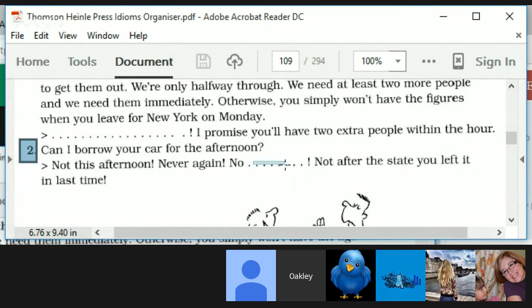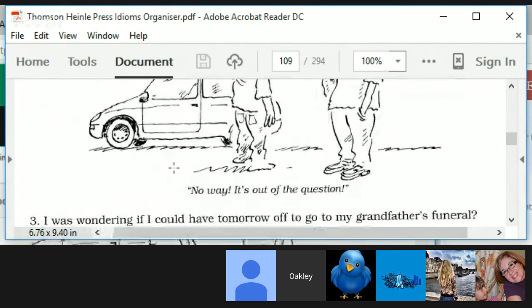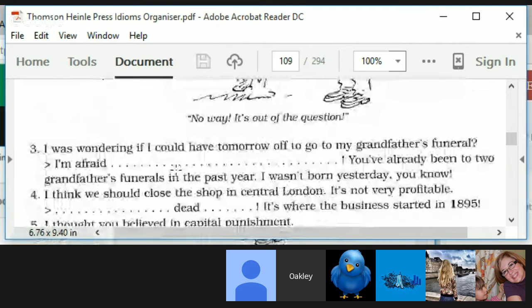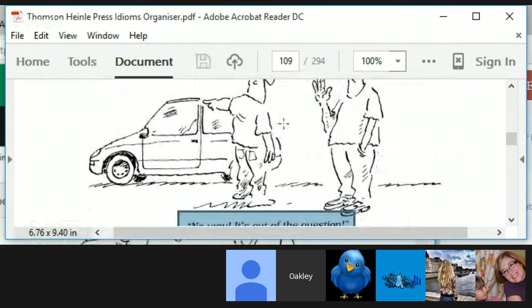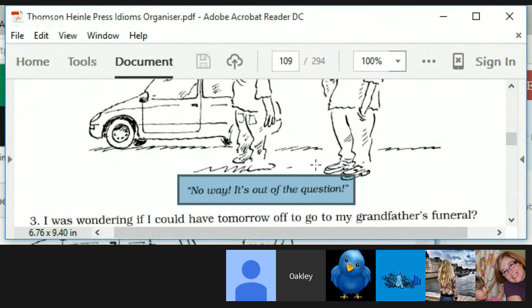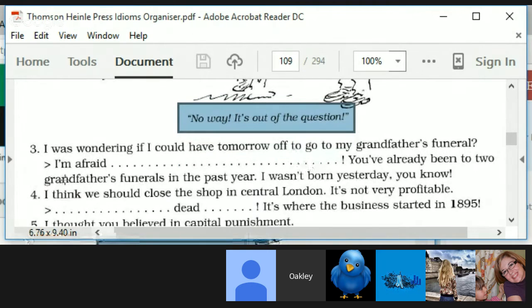Okay, so yeah, lots of expressions can be used to show denial. No way. Often they come together, as in the little cartoon here. It's very normal to use 2, 3 of these expressions. Not for love or money. No way. It's out of the question. To make your point, you could use 2, 3 of these such statements.